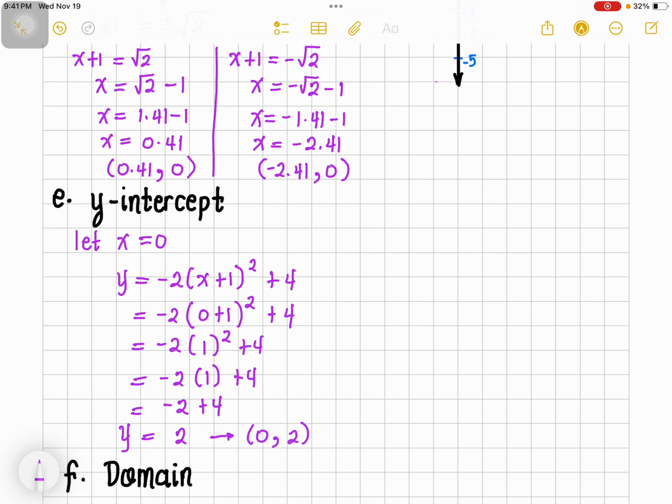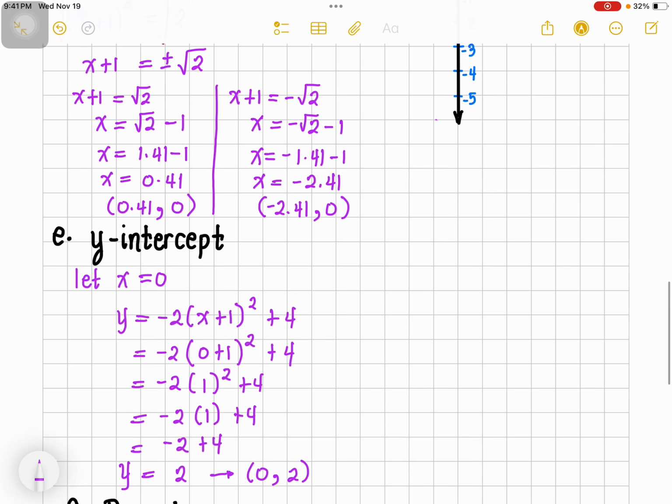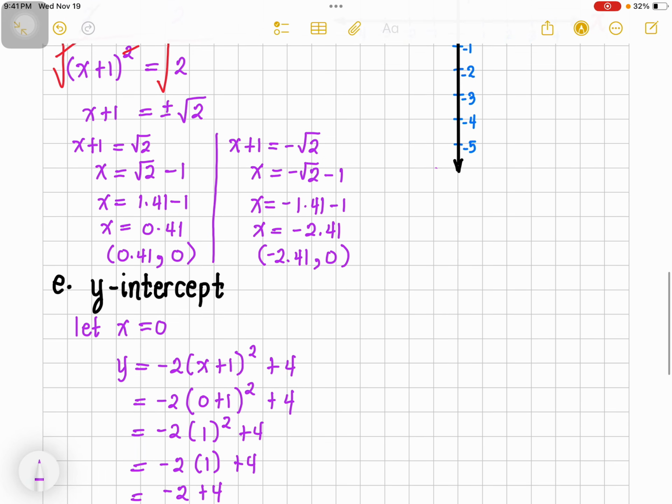Tama bang isulat natin na 2, 0? Of course not. So, mali yun, ha? Kasi that falls under x-intercept naman pagka ganon. So, likewise, ganon din kay x-intercept.